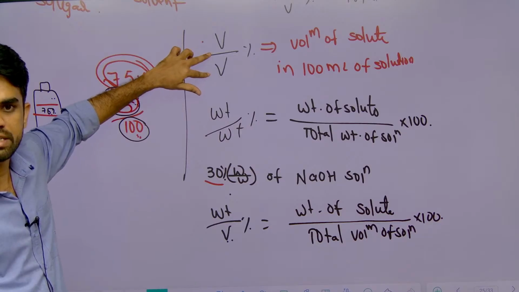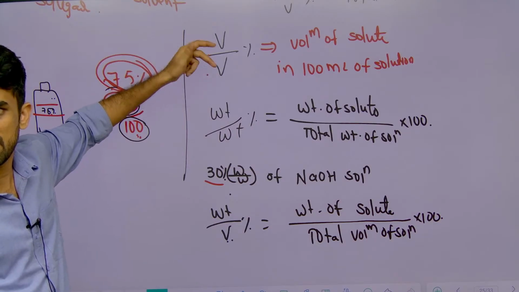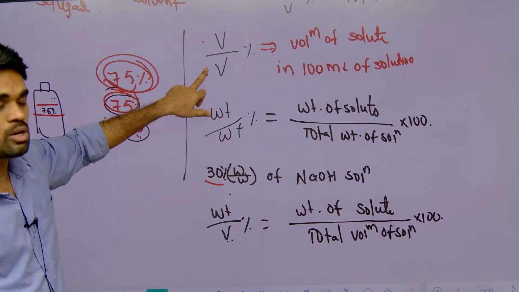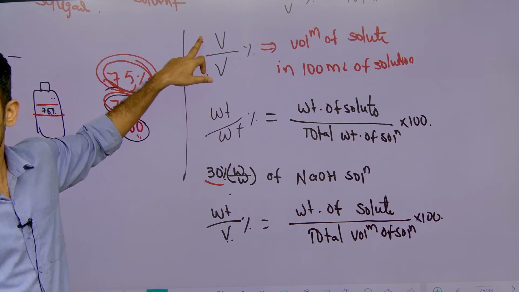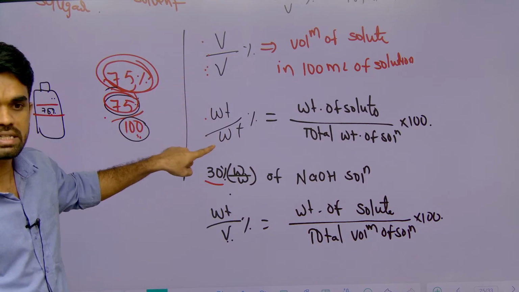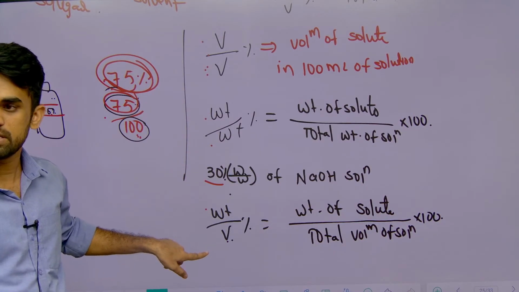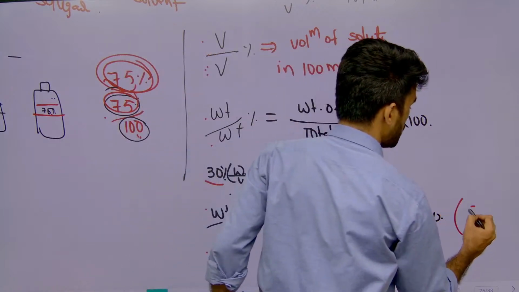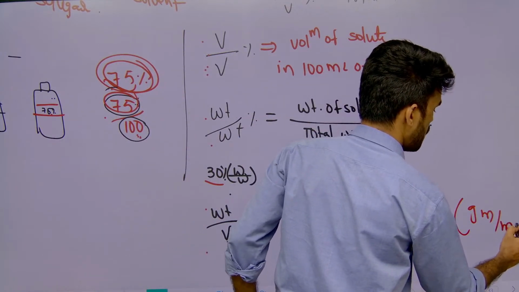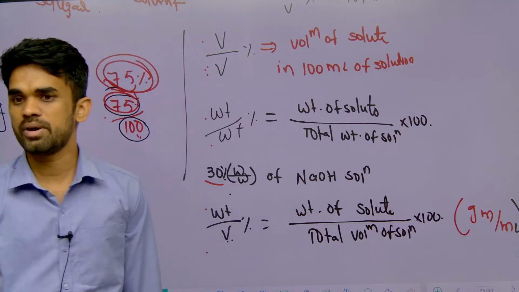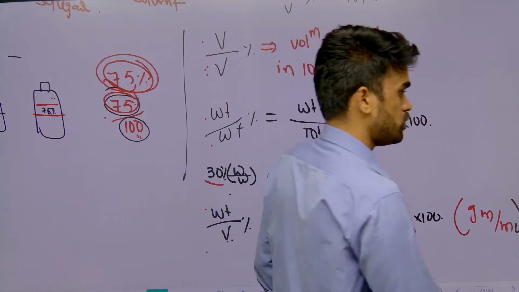So volume units, liter or ml, get cancelled. So volume by volume percentage has no units. Weight by weight percentage, no units. Weight by volume percentage, yes, we have units. It can be like gram per ml. Units are also important.